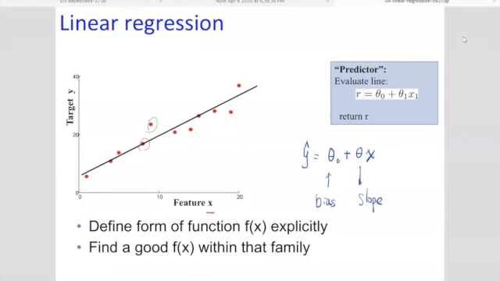If you look at this line, this will be theta 1, the slope of the line. The intercept, this point here, will be theta 0. So in order to specify a line, you just specify the slope of the line and also the intercept of the line. That's the reason you have two parameters, the bias and the slope. And that will be the so-called simple linear regression with only one feature.